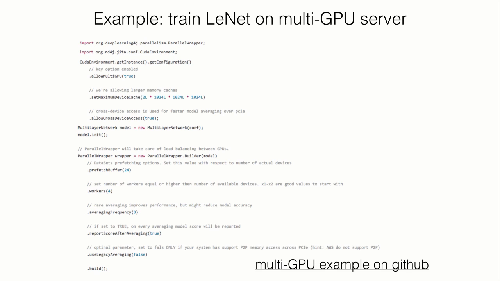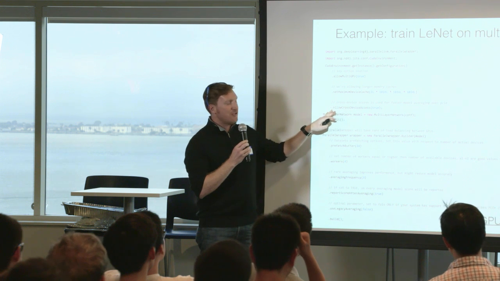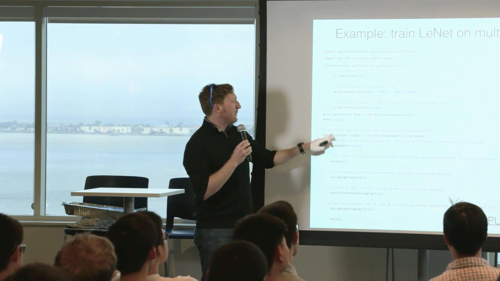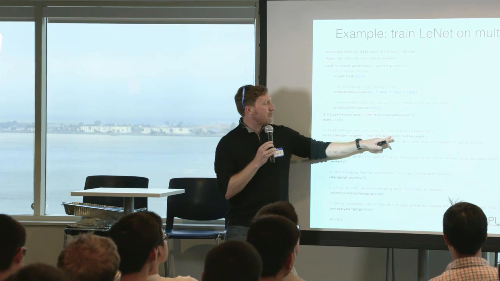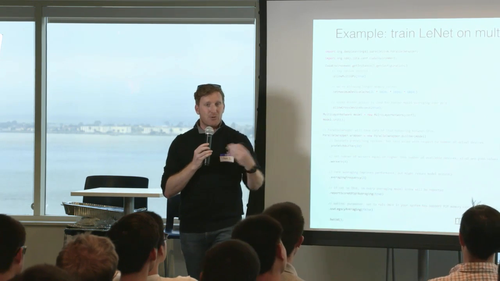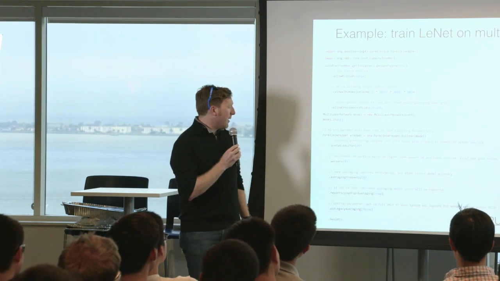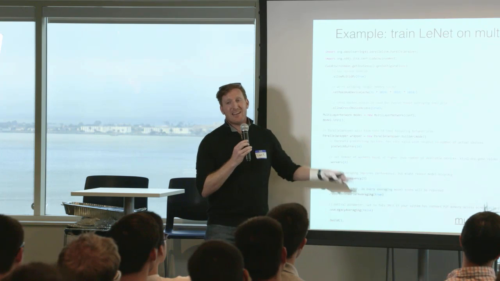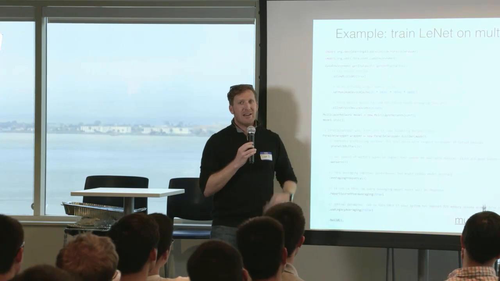Basically, you access your CUDA environment configuration and just tell it, I have a server with multiple GPUs, please use them. And you can set some other things like maximum device cache itself. You can tell it that cross-device communication's fine, et cetera. You configure your network and initialize it, and then you proceed with training. Basically, you wrap your model in this parallel wrapper, and that allows it to utilize the multiple GPUs. You configure some things, you call build, and now you have your model configuration, and then you pass it into your model constructor and train as before.